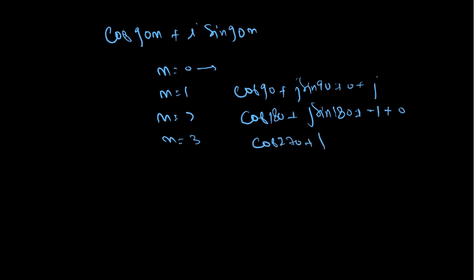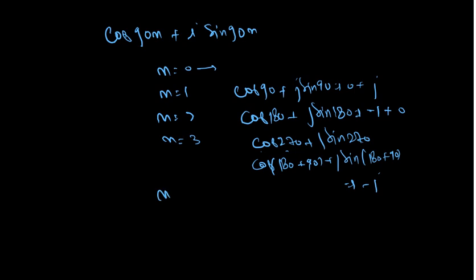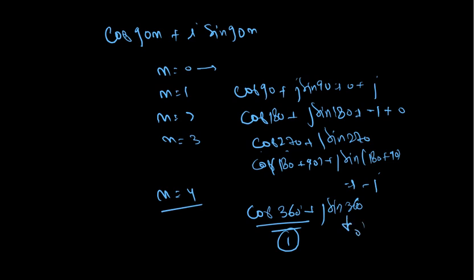So you know cos of 270 can be written as cos of 180 plus 90, plus j sin of 180 plus 90. So again you will get minus j as the answer. So if m is equal to 4, now what will happen? Cos of 360 plus j sin 360. Now cos 360 is nothing but 1 and this is 0. So the least integer other than 0, m equals 4, is the right answer.